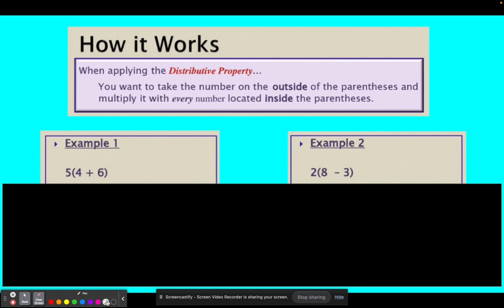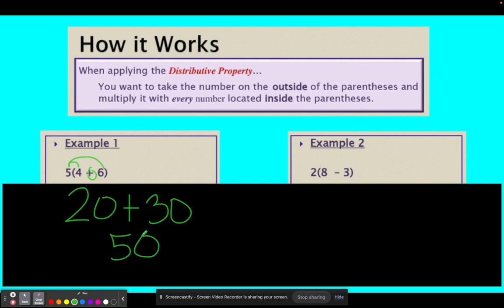So here is my beautiful pen right now, and I'm going to hopefully be able to show you on this. 5 times 4 and 5 times 6 is what we're going to work on, right? So what's 5 times 4? 20. Remember, your operation symbol just comes down. You don't even have to think about that, right? And then 5 times 6, 30, right? Can we keep going? Yes, we can. These are like terms. So altogether, we have 50, all right?